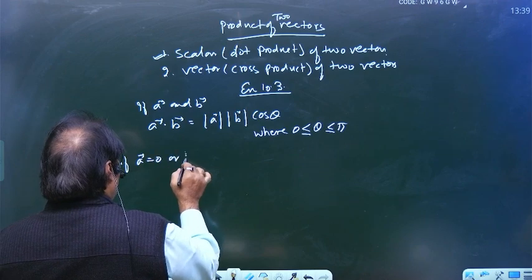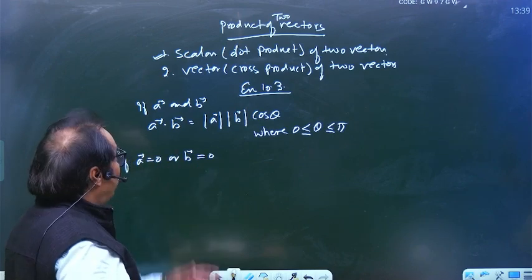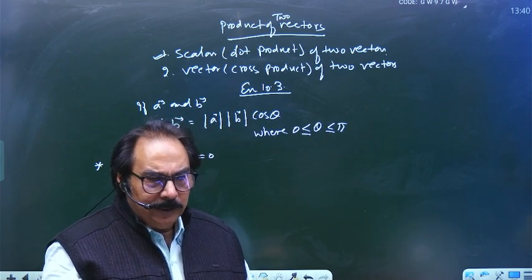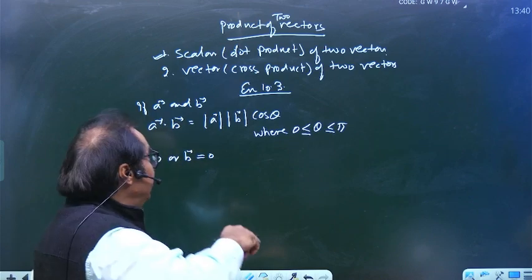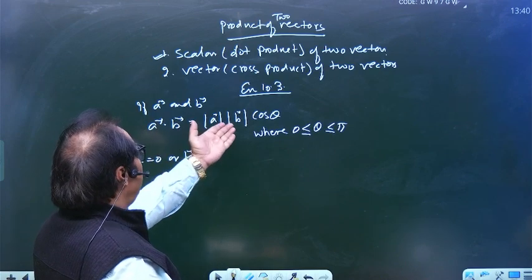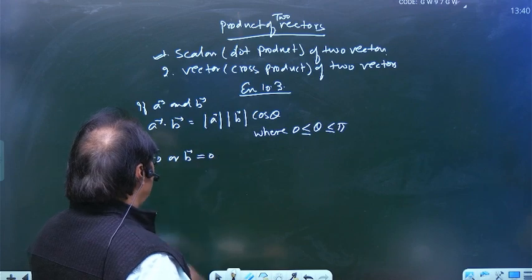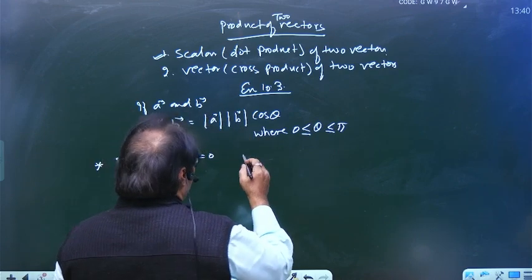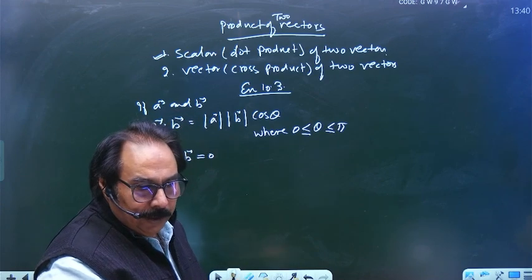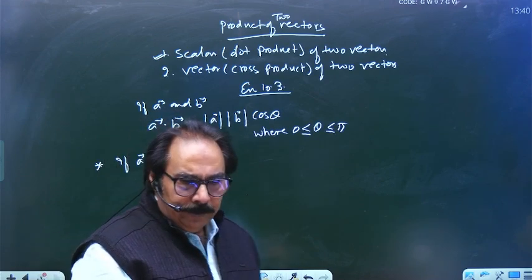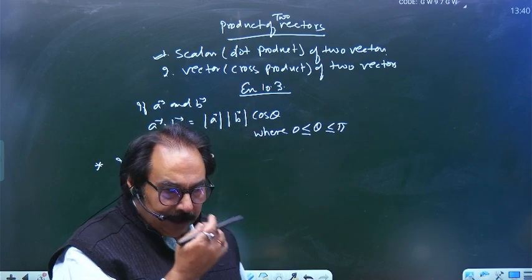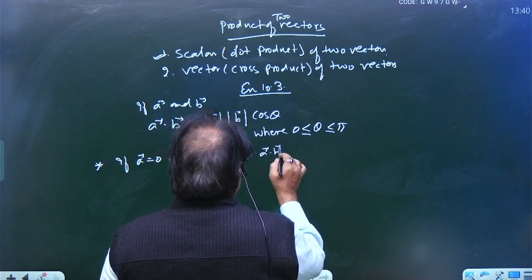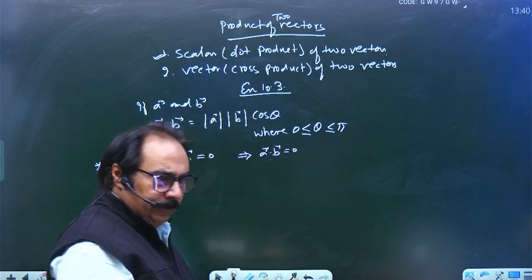if vector A is 0 or vector B is 0, out of the two vectors, then theta is not defined in this case. Why? Because A dot B will be this, the whole result will be 0. So in this case theta will not be defined, which means A dot B should be equal to 0.